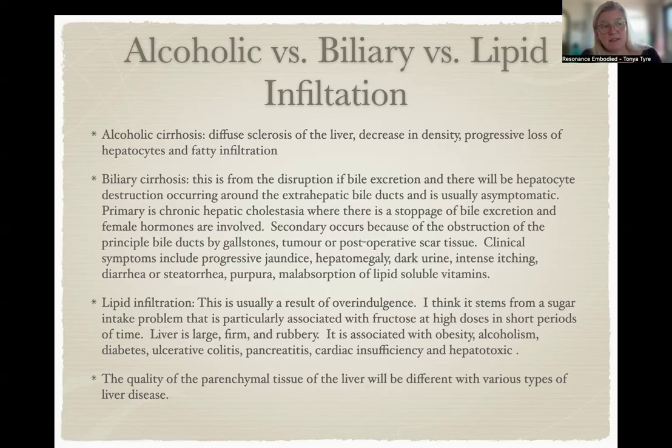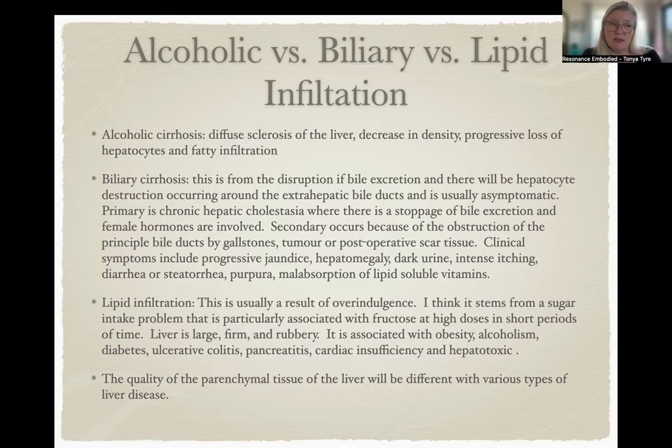The other thing that we see is the lipid infiltration. They keep changing the name for when people start having a fatty liver, so I'm just going to call it lipid infiltration for the purposes of this. And I think this mainly comes from a sugar intake problem, unfortunately. Our diets are so high in sugar now, and half of table sugar is fructose, and we have a lot of high fructose corn syrup in our food now.